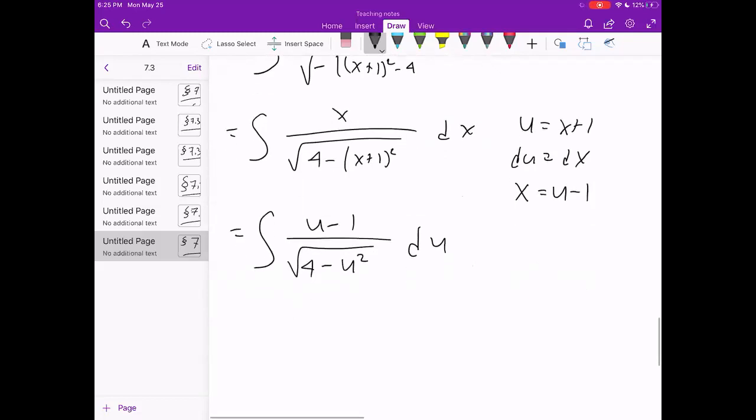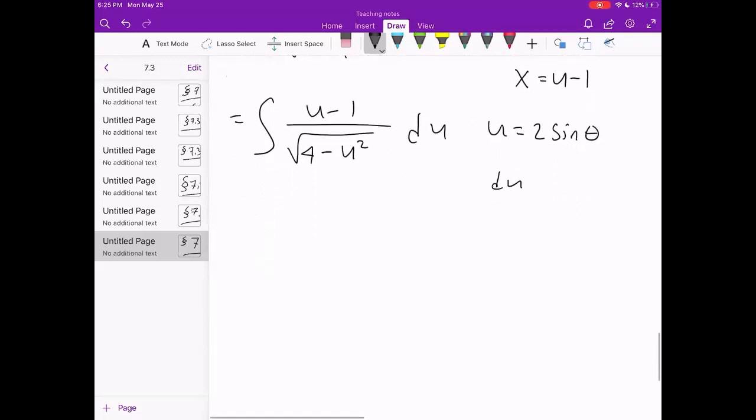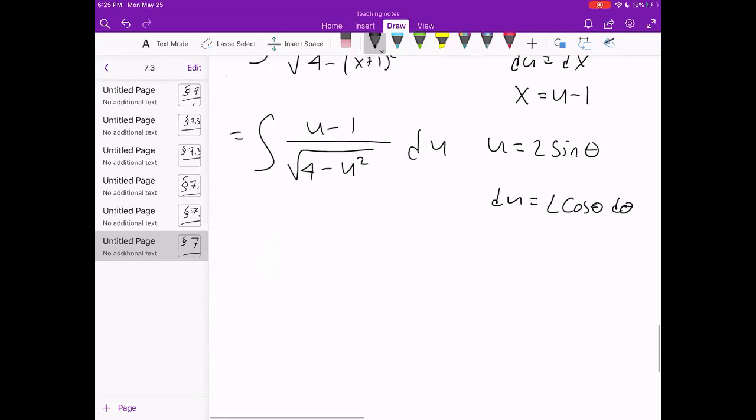And now this is something I can do a trig substitution on. I can do the first one in the chart there, u is equal to a sine theta. So a is going to be 2 in this case because 2 squared is 4. So I'm going to do u is equal to 2 sine theta. Du is going to be 2 cosine theta d theta. And I'll save solving for theta later.